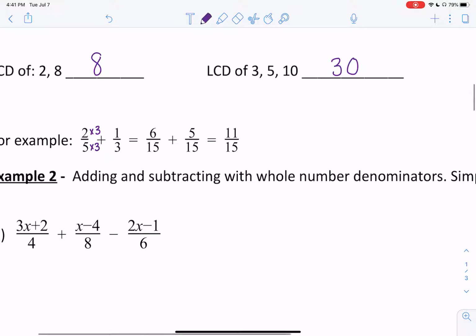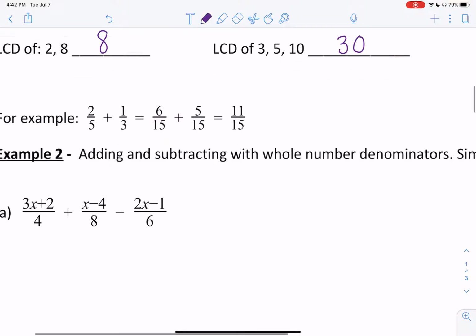So that gives me 6 over 15. Similarly, with a third, we want to get the denominator to 15, so we're going to multiply by 5. If I do it to the denominator, I also need to do it to the numerator. So I get 5 over 15. And then I can add just like we did above.